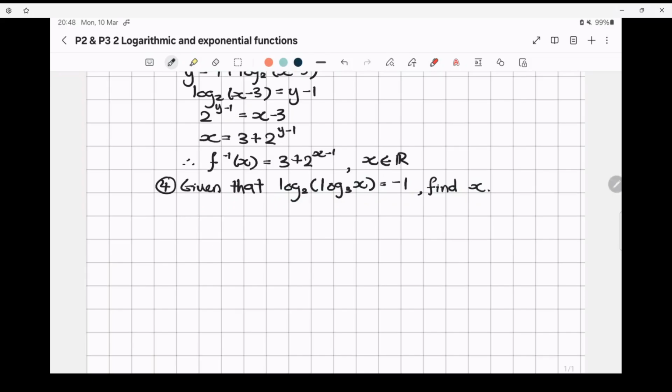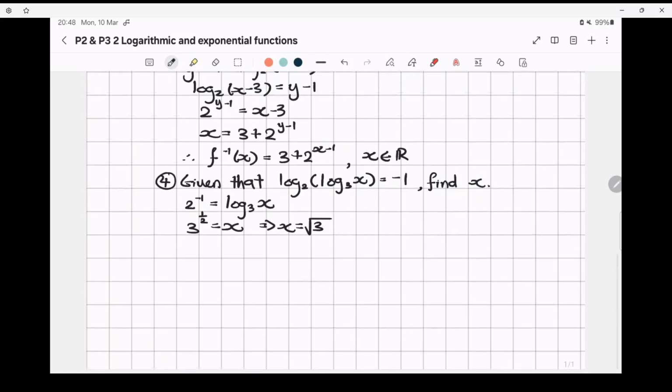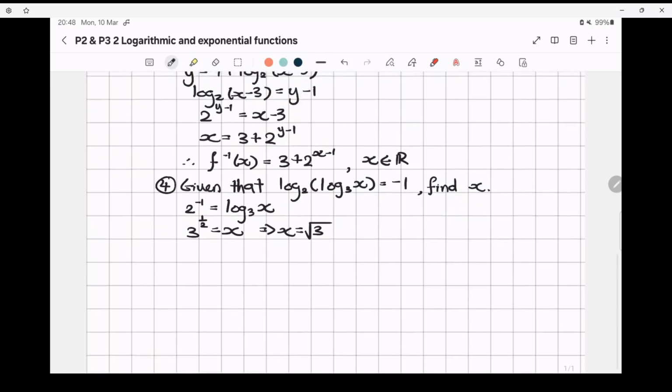You just need to use the definition of logarithm twice. So 2 to the power of minus 1 equals log base 3 of x. 2 to the power of minus 1 will be 1 over 2. Then 3 to the power of 1 over 2 will be equal to x, or x is the square root of 3. Obviously we don't need to do the plus or minus because x has to be greater than 0.